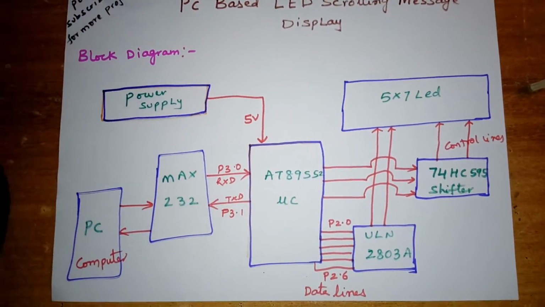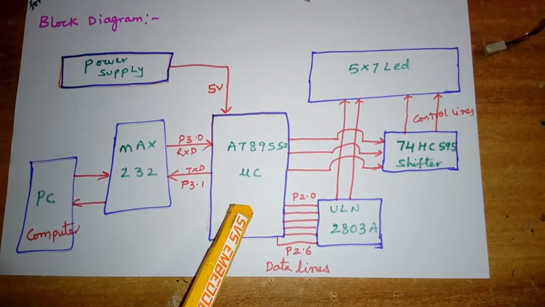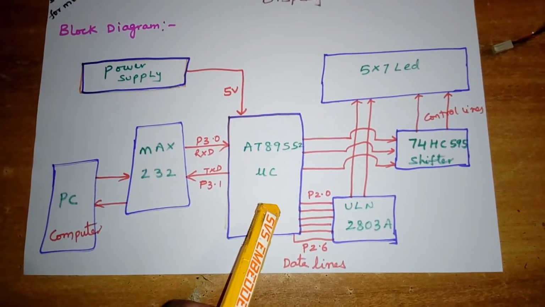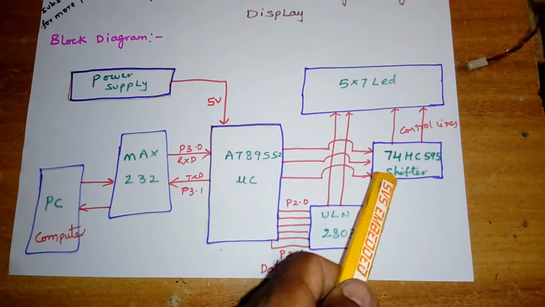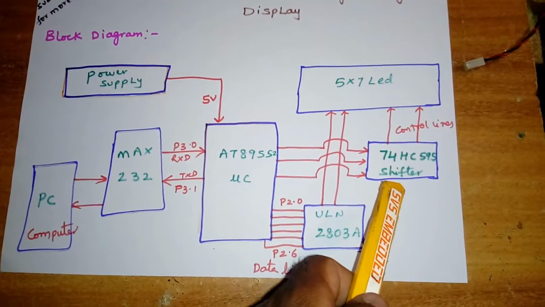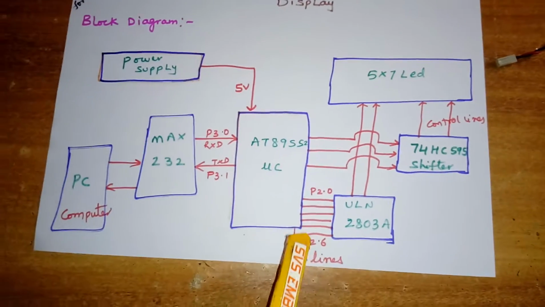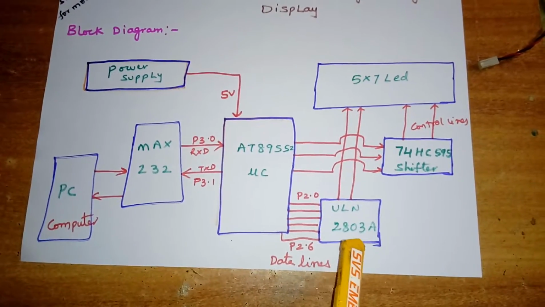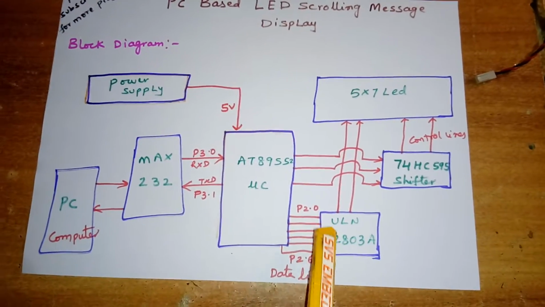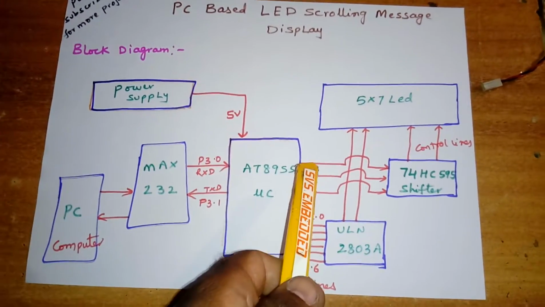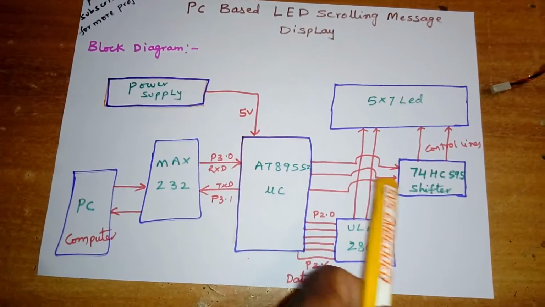So here we are using an 89S52 microcontroller and a 5x7 LED board, and this is the 74HC595 control lines, and here ULN2803 is the data lines. This is connected with P2.0 to P2.6, and this is P1.0, P1.1, P1.2.